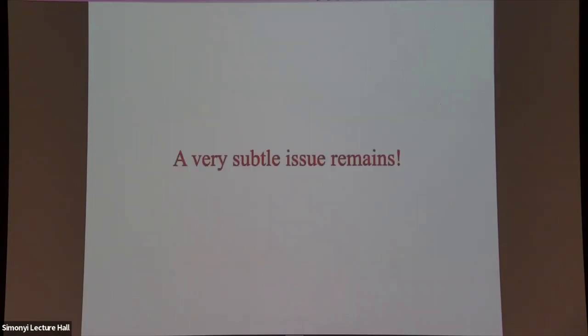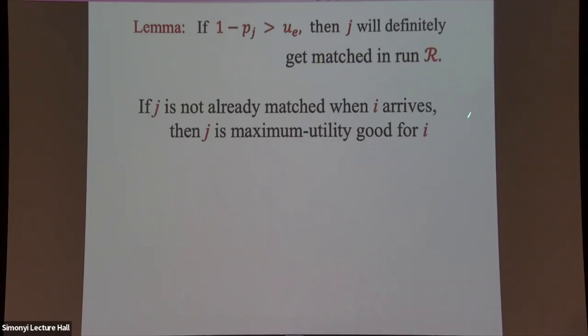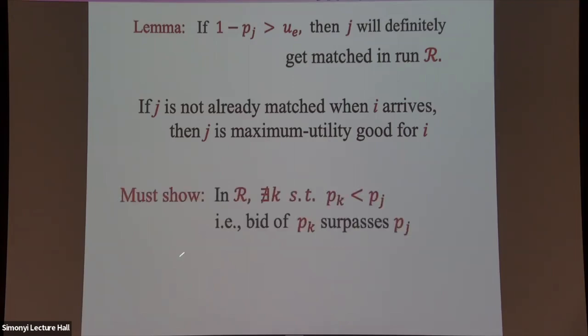So as I said, we are not done, and the subtle issue that remains is that what everybody thought was okay was that this statement easily follows from whatever I said. No, because what we need for this is to show that in run R, just because J is the best thing, better than anything that I can get without J, doesn't mean that J is the best thing that I can get with J. Because once J is there, the whole matching can change. The first match edge can change, then the second match edge can change, and everything can change.